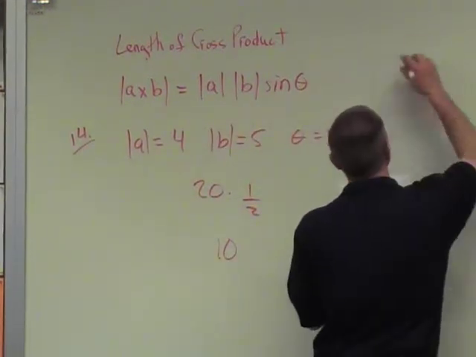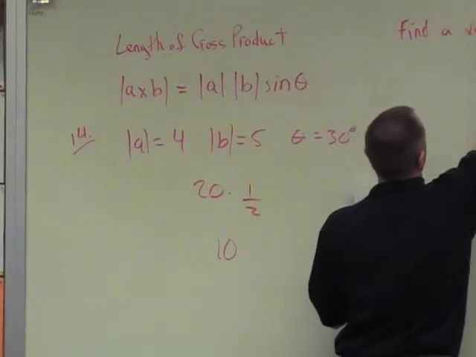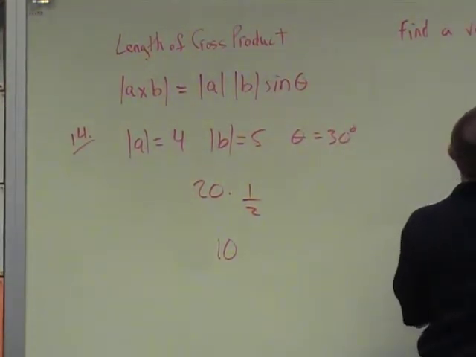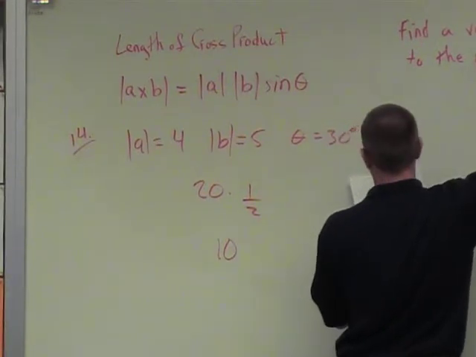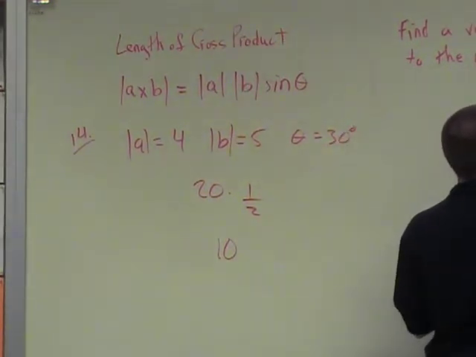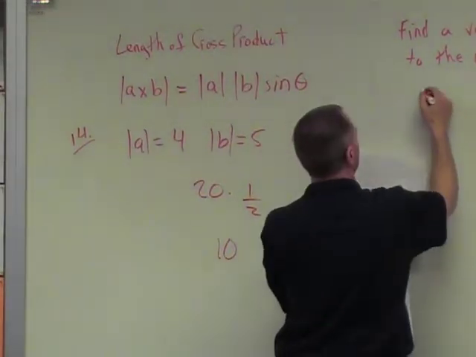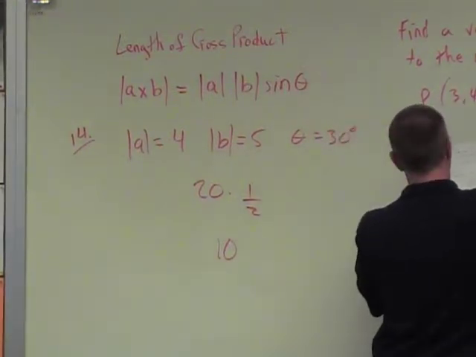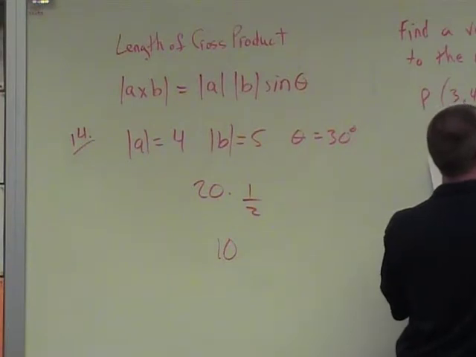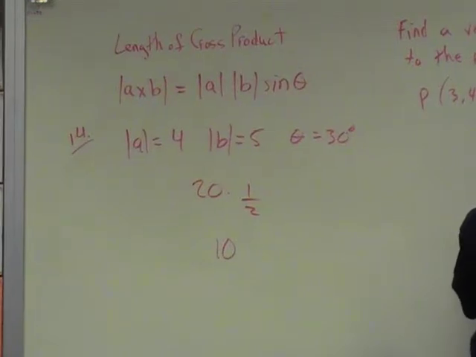Alright, now, something a little bit different. You might see this on the test. Find a vector that is perpendicular to the plane passing through these 3 points. P is 3, 4, 5. Q is 1, 2, 3. And R is 4, 7, 6.